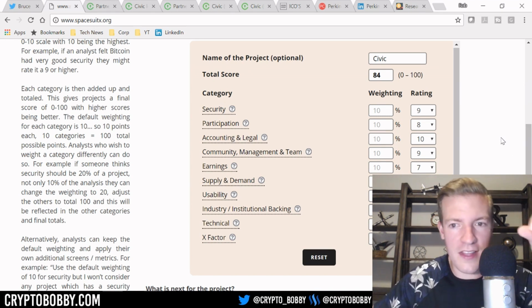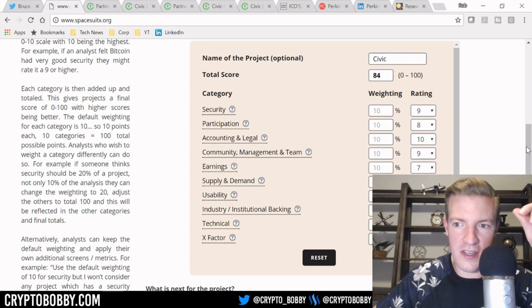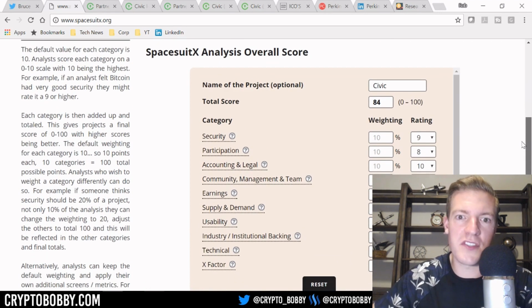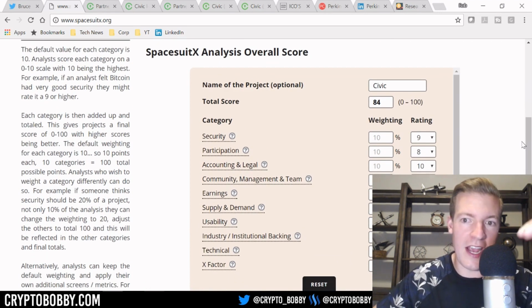So if you enjoyed this analysis method, this SpaceSuit X analysis score, again, Civic was the first one, giving it an 84 out of 100.